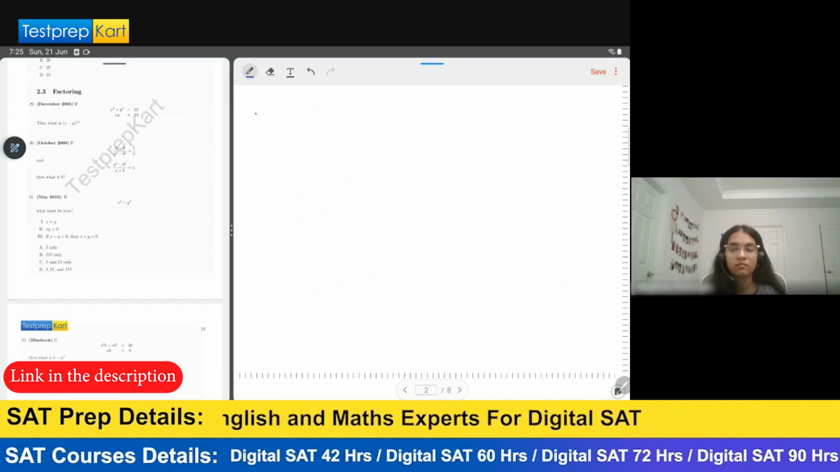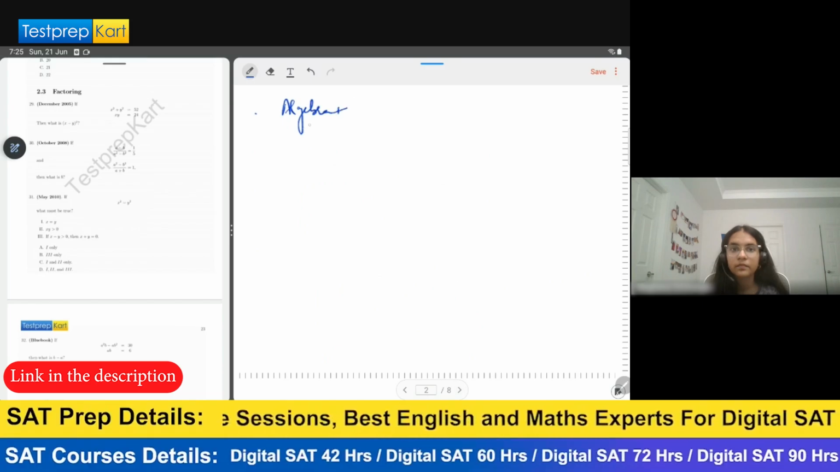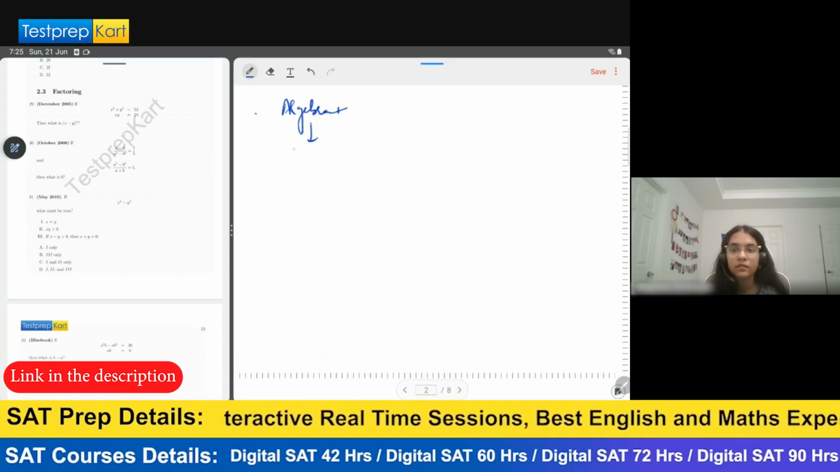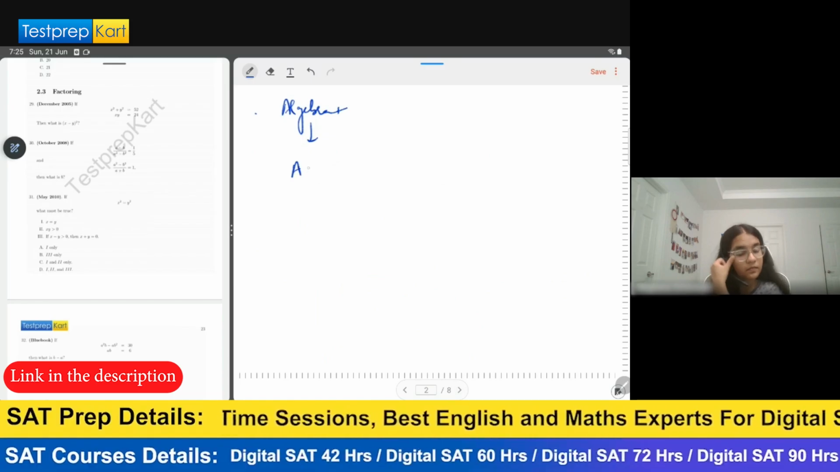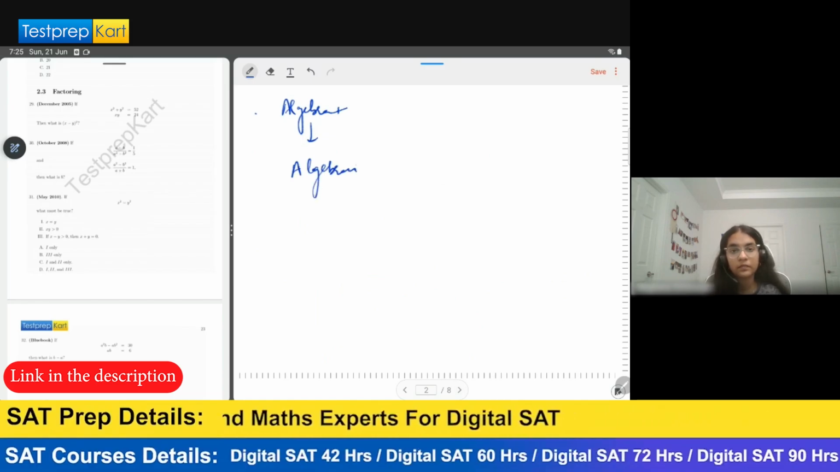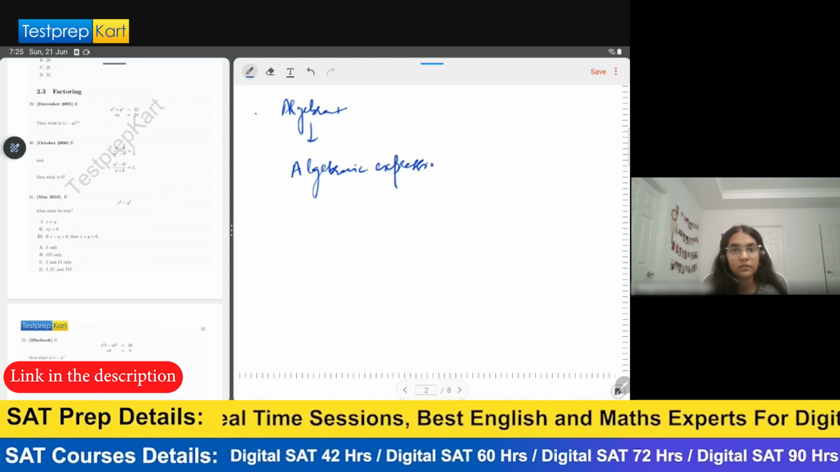Got it? Okay, now we'll be starting with the basics of algebra. In algebra, I told you polynomial is the fundamental thing, right? But before that, there is something which will let us understand the polynomial, called the algebraic expression. Can you define what an algebraic expression means?